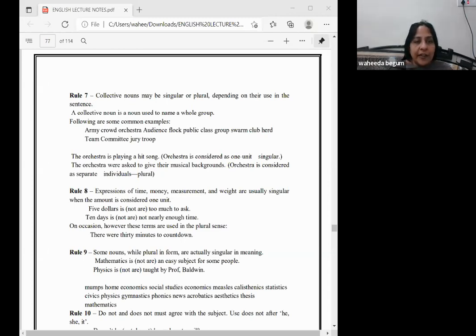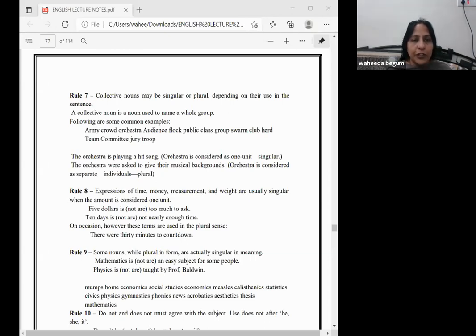Collective nouns may be singular or plural depending on their use in the sentence. A collective noun is a noun used by name for a whole group. Army, crowd, orchestra, audience, flock, public, class, group, swarm, club, herd, team, committee, jury, troops. All these are collective nouns.